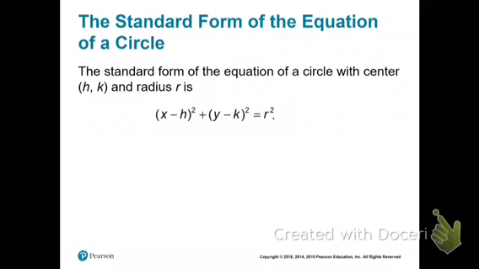The standard form of the equation of a circle with a center at (h, k) and a radius of r is given right there. So we've got (x - h)² + (y - k)² = r². What is our center? Our center is (h, k).